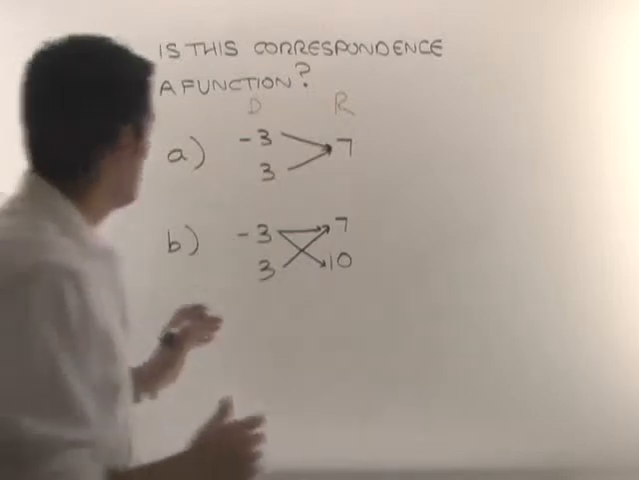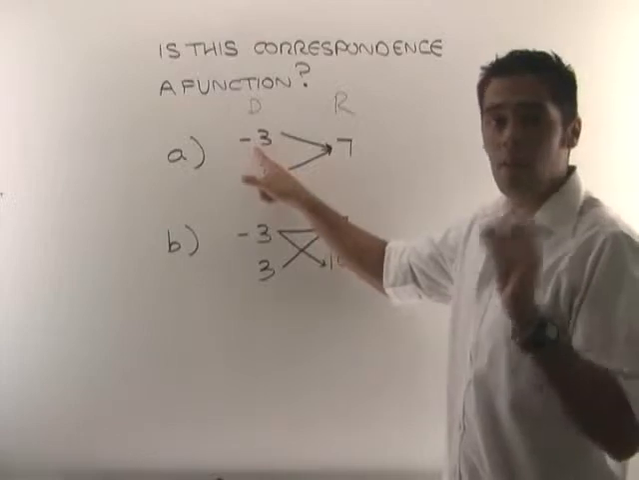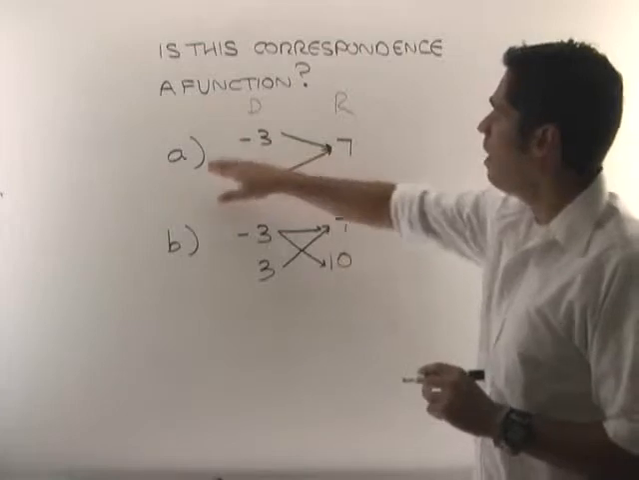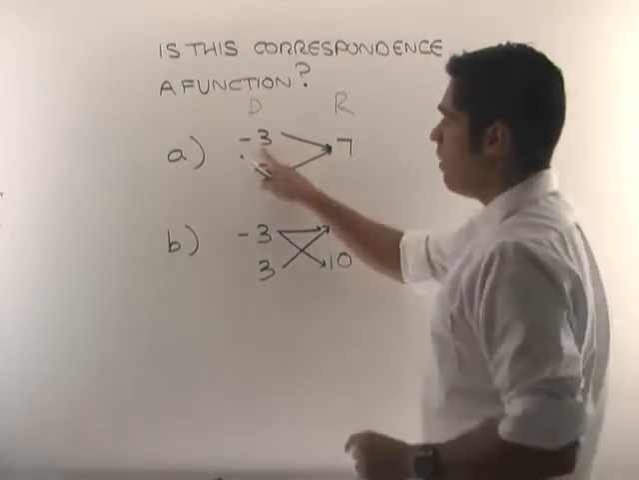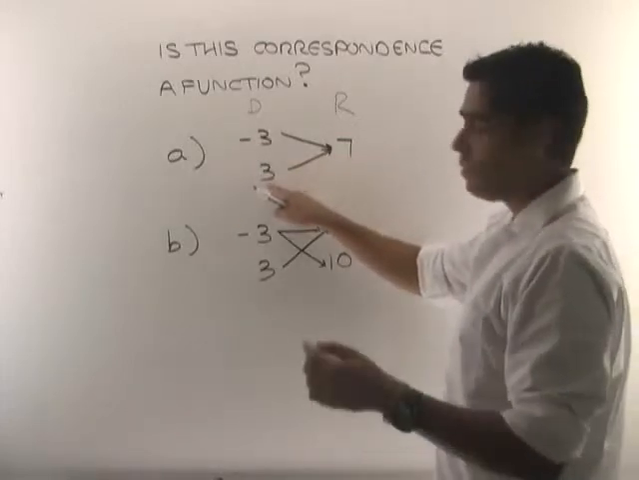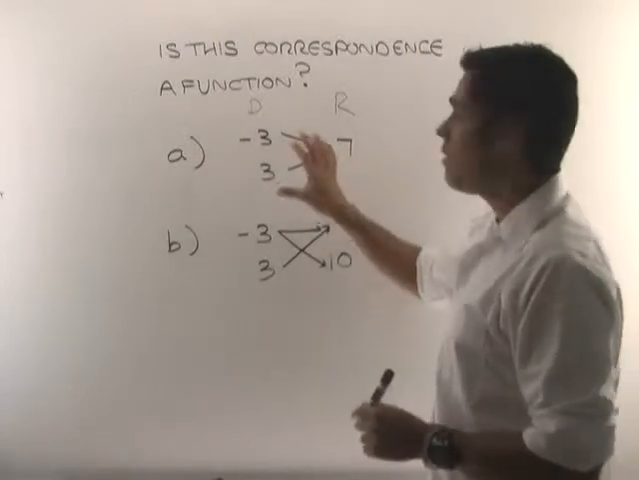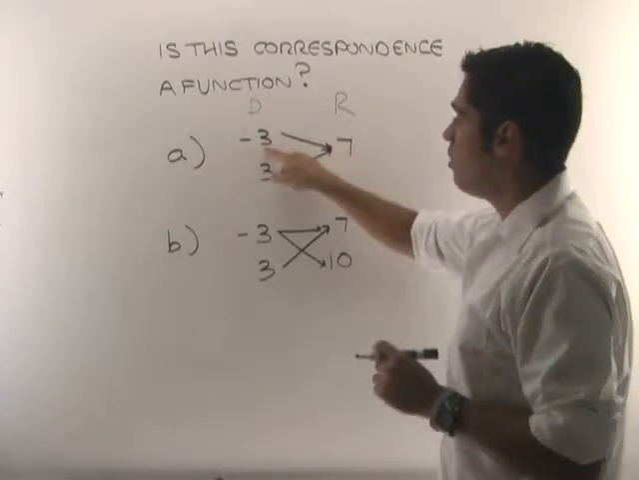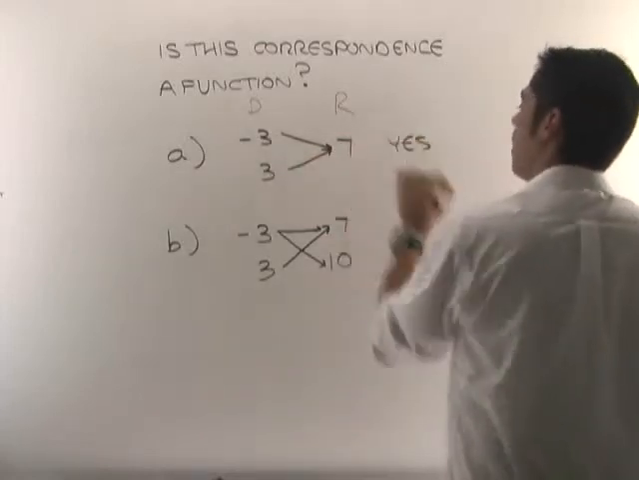Now, the question here is whether or not each of the pieces of the domain go to exactly one answer. So when we look at this part A here, notice that -3 goes to the value of 7. So one thing in, right? One answer out. Here, the number 3 goes to the number 7. So one thing in, one thing out. It does not matter that these two values in the domain go to the same answer. The important thing is that each one of them goes to only one answer. So the answer here is yes, this is a function.